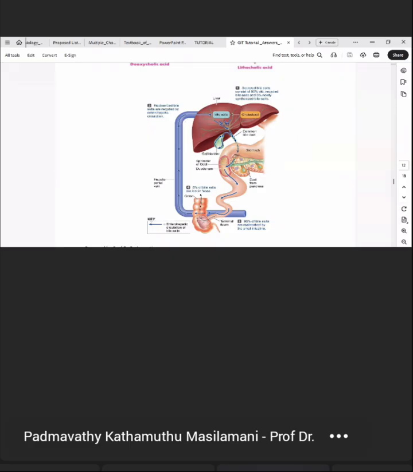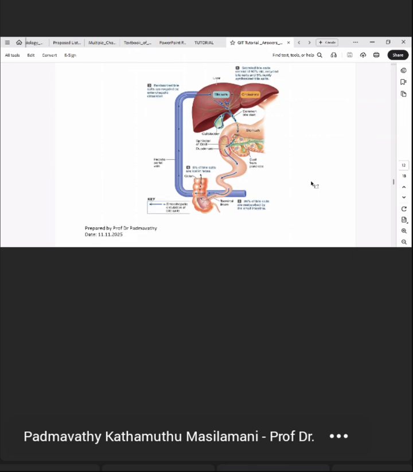It is called absorption from the terminal part of the ileum. The bile salts are reabsorbed and secreted again from the liver. Okay, so it goes to the liver, then again it is resecreted. So 6 to 8 times a day it will go through the enterohepatic circulation.